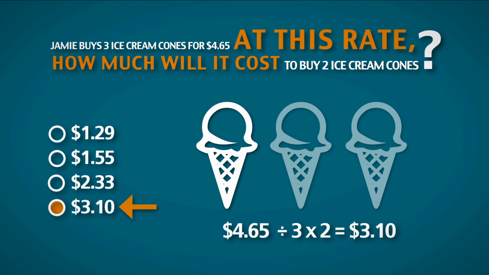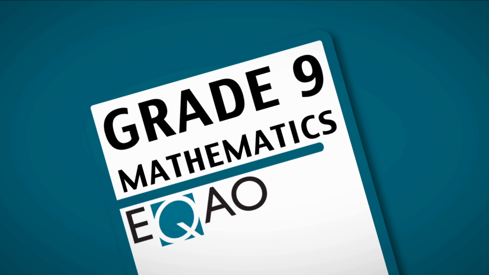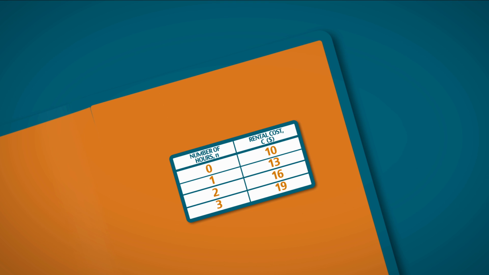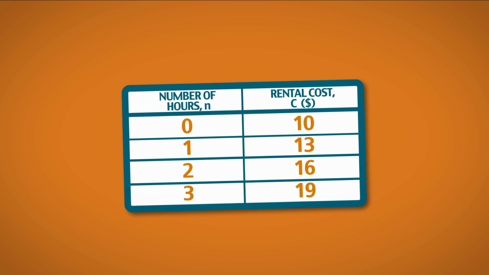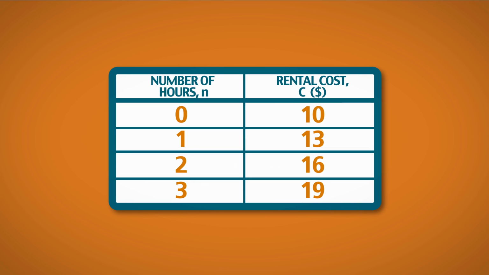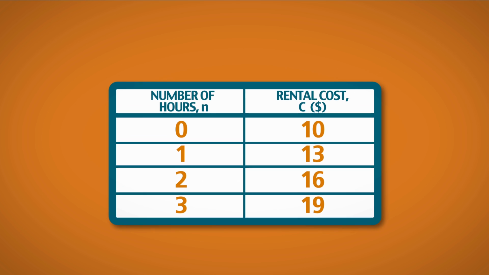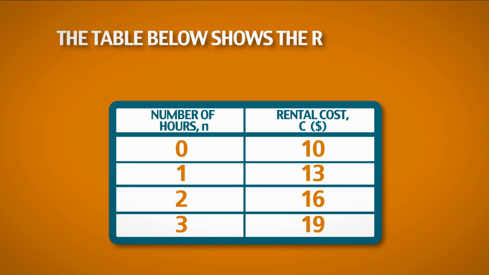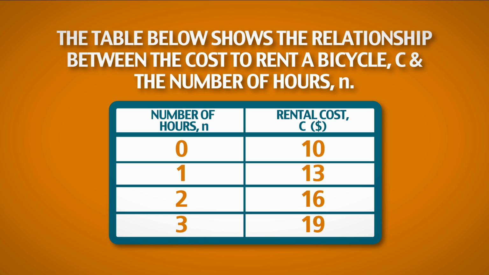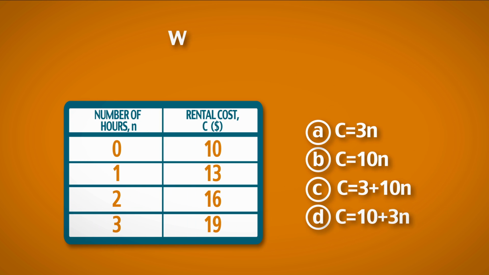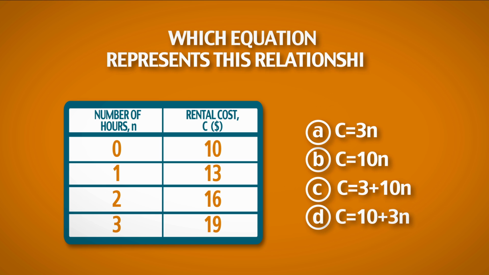In this last question, drawn from EQAO's grade 9 assessment of mathematics, students are given a table that shows the relationship between the cost to rent a bicycle and the number of rental hours. They are asked to figure out the mathematical equation that represents this relationship. The table shows the relationship between the cost to rent a bicycle, represented by C, and the number of hours, represented by N. Students must determine which equation represents the relationship.